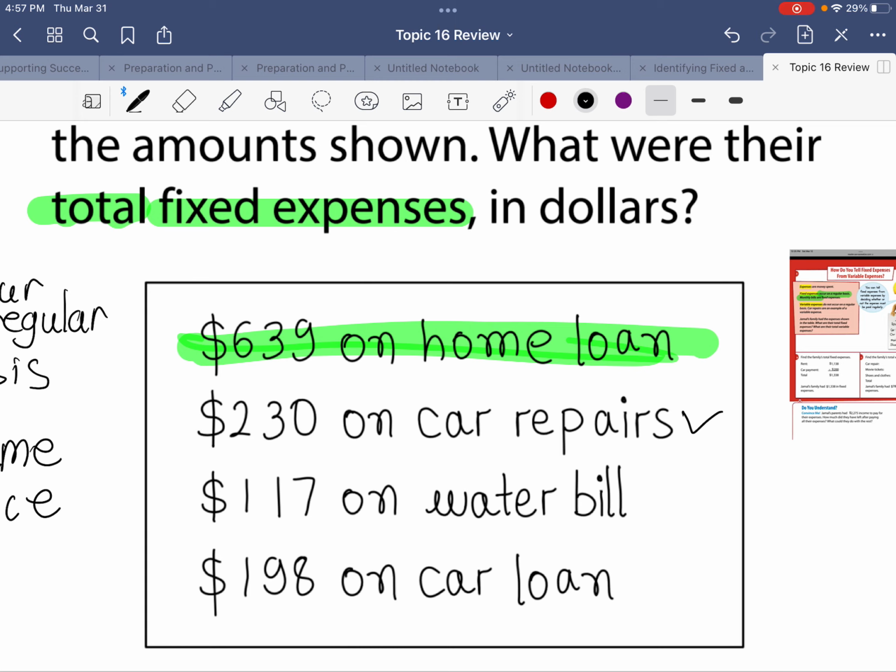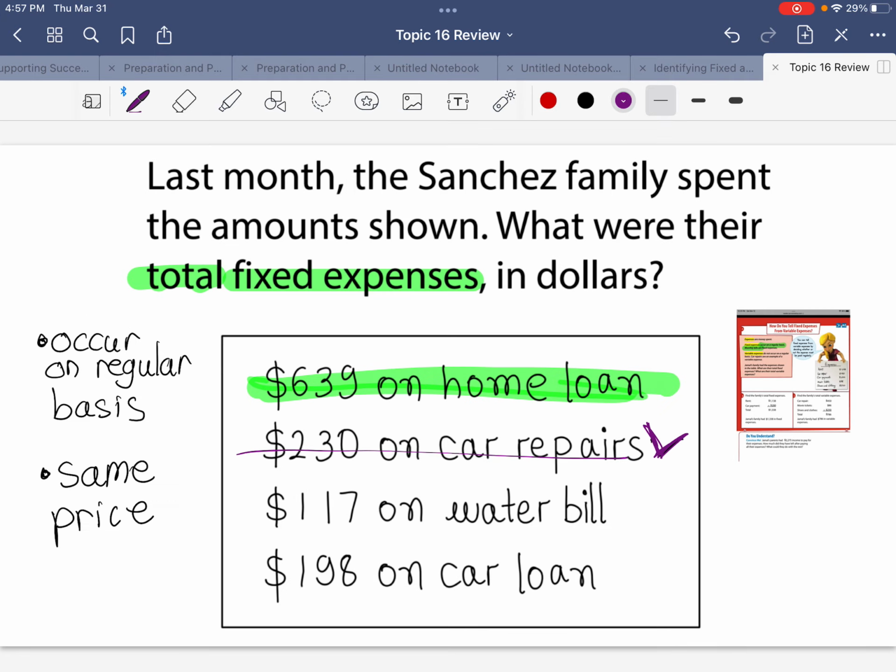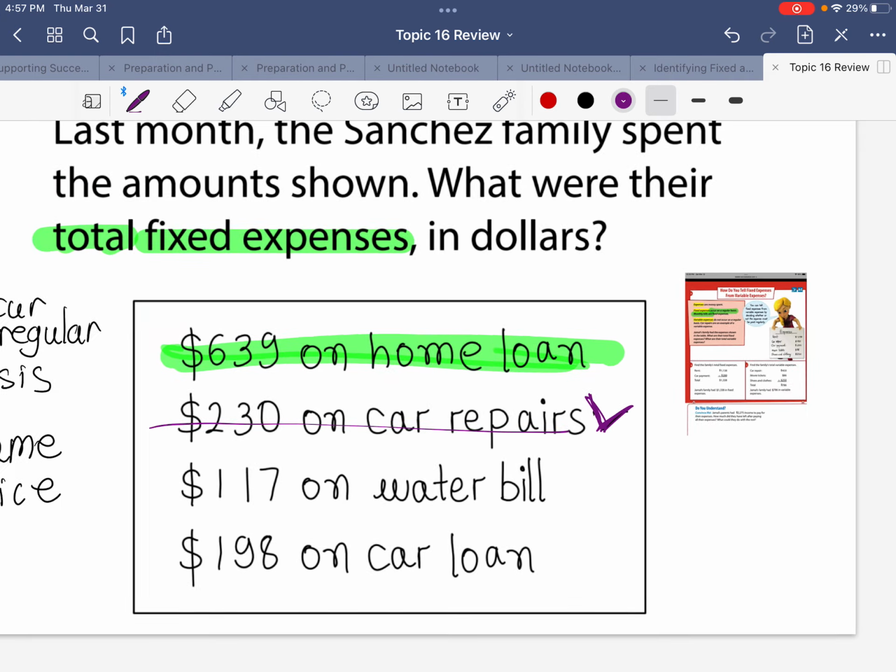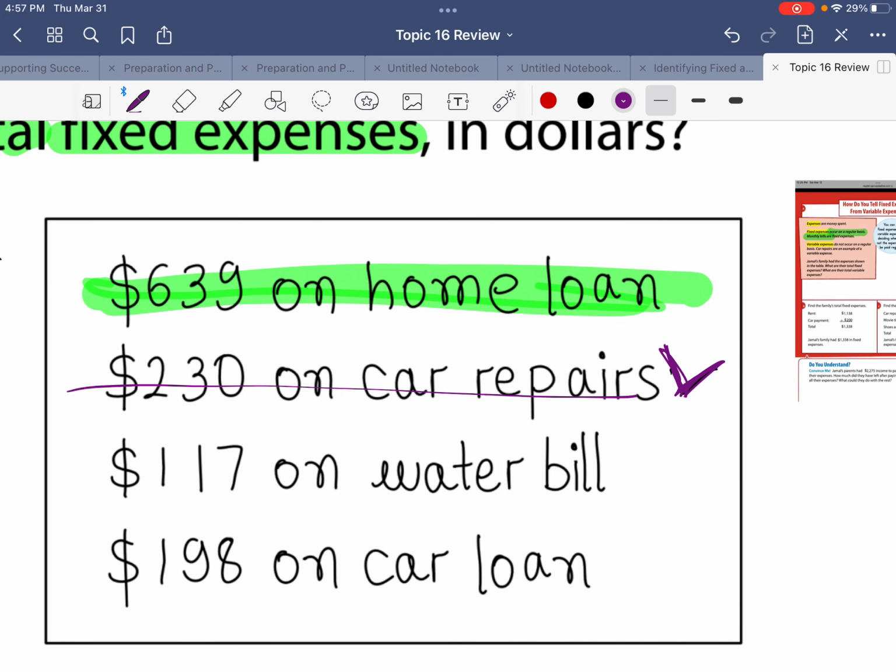I'm going to put a V. Okay, put a V like this. So I don't need this one. Water bill. Okay. A water bill, like I said, it could be both, but a water bill in this case is a fixed expense. Okay. So I'm going to highlight this. Next, a car loan. A car loan is just a car payment.